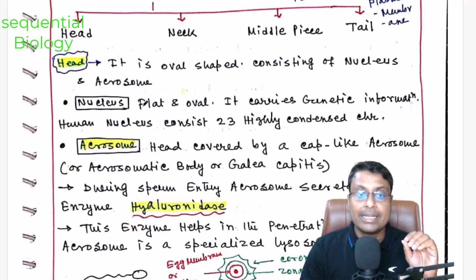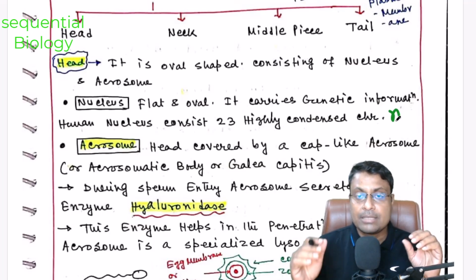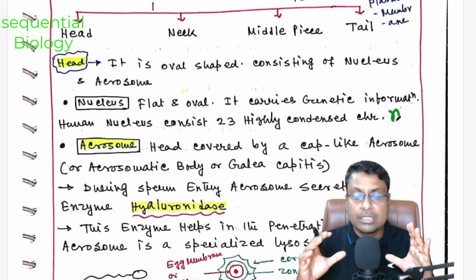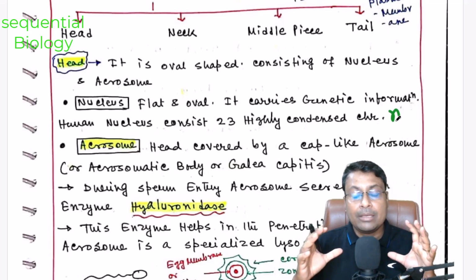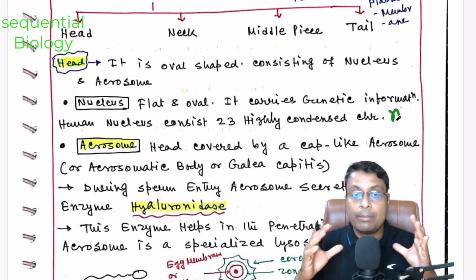It carries the genetic information, and the human nucleus consists of 23 highly condensed chromosomes. The sperm is always haploid, so the chromosomes are present in a single set. This is very important because the union of male and female gametes produces the diploid zygote, and this maintains the chromosome number of different species. The haploid number of chromosomes in the gamete or germ cell maintains the chromosome number of different species.